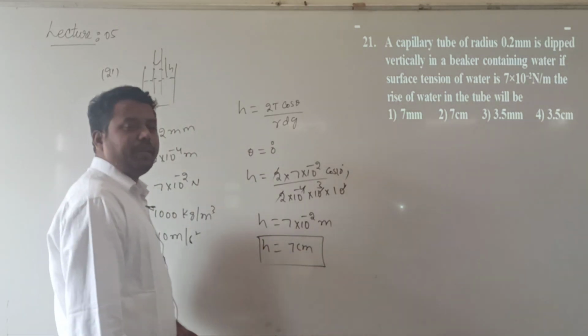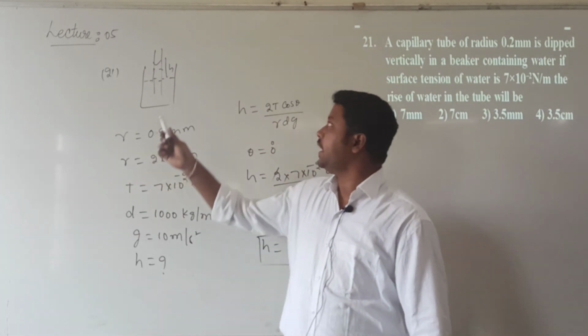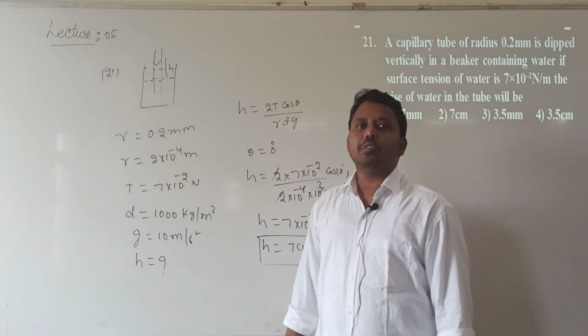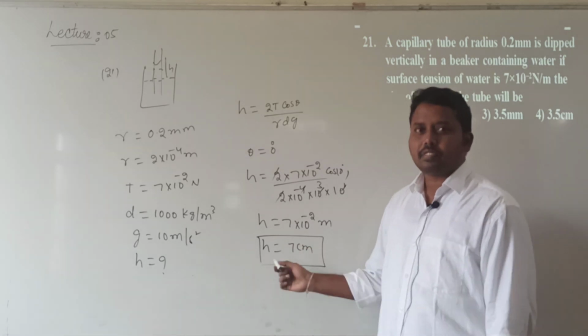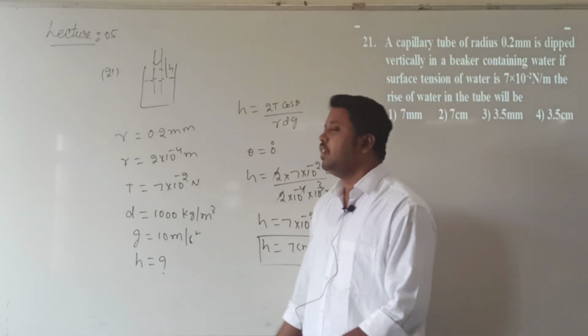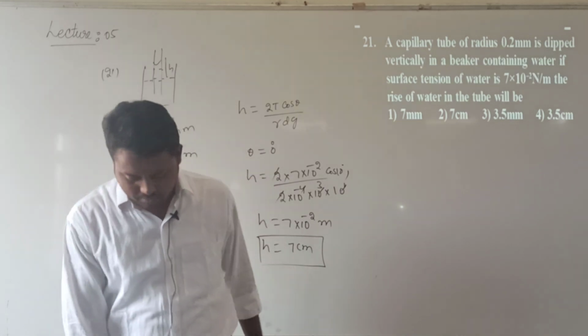What is this 7 centimeters? It is the rise of the liquid in a capillary tube. In a capillary tube, the liquid will be raised by how much height? 7 centimeters. So this is question number 21. Next question.